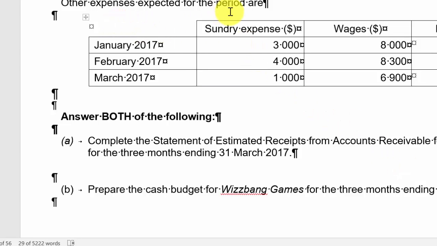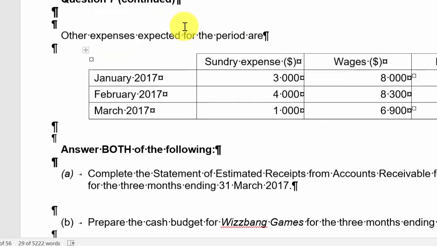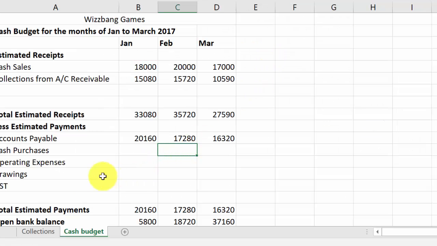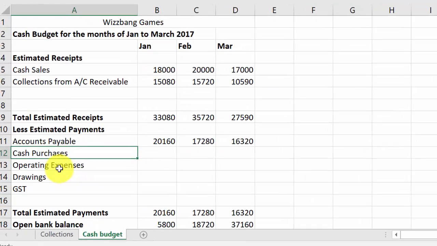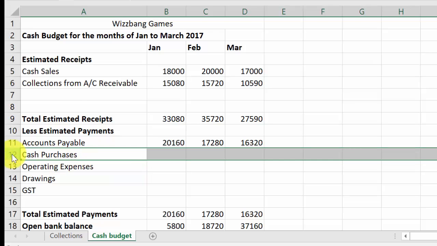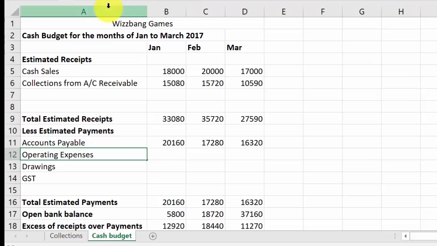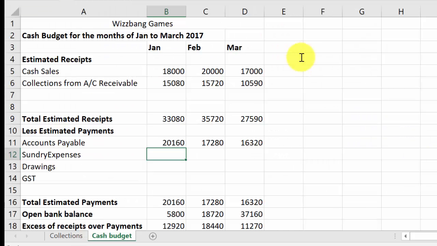So sundry expenses, all these were expected expenses, and I'm assuming they're all for cash. So we've got sundry expenses 3, 4 and 1. I'll take those out because I don't have one. That's my sundry expenses. They were 3, 4 and 1. So just put them in the right box. That's pretty simple.